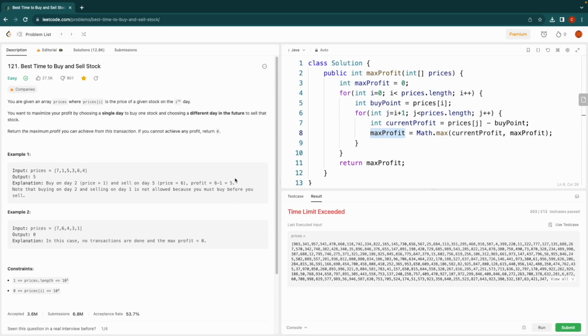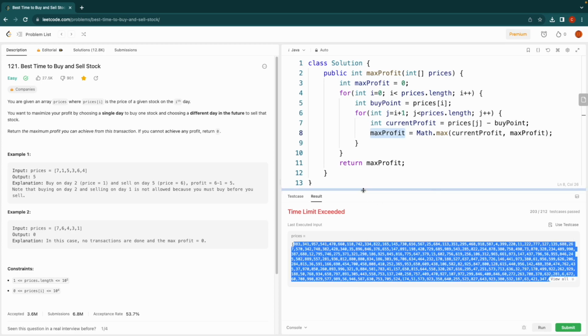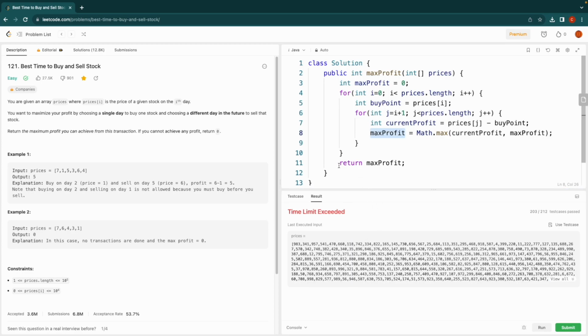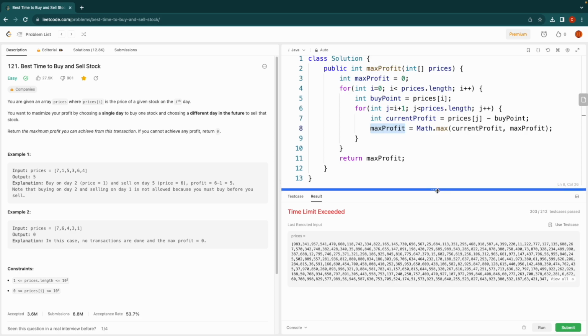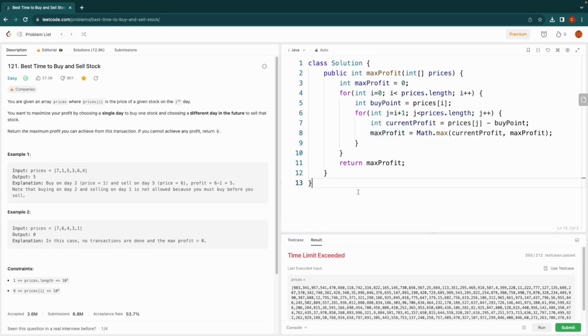So it's saying time limit exceeded. This one failed for bigger input. When they gave a huge input, it failed. So let's check the time complexity of our solution.